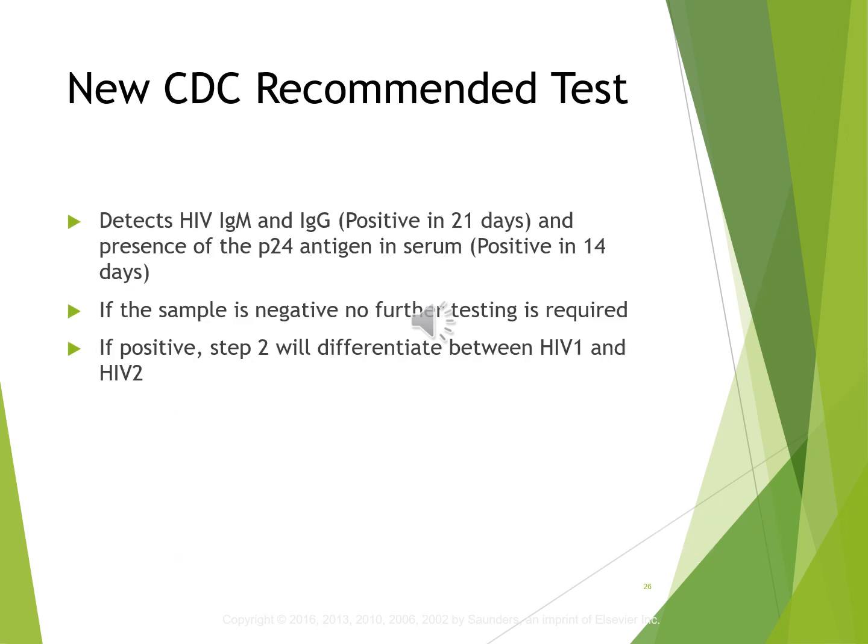And some of the newer CDC recommended testing: they have a 4th generation HIV assay test that will detect HIV IgM and IgG, which will be positive in 21 days, and also the presence of the P24 antigen in the serum, which can show positive in 14 days. If they do this and the sample is negative, then no further testing is required. If this 4th generation test is positive, then there's a 2-step process that they'll use to differentiate between HIV-1 and HIV-2.